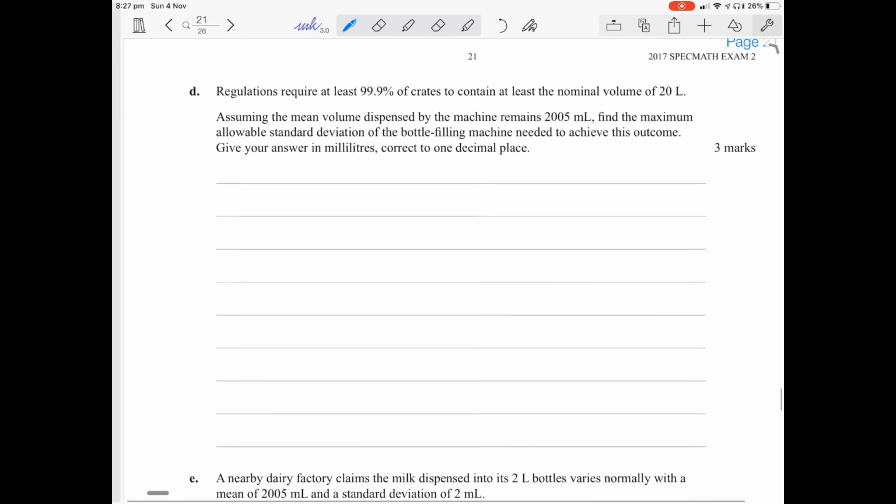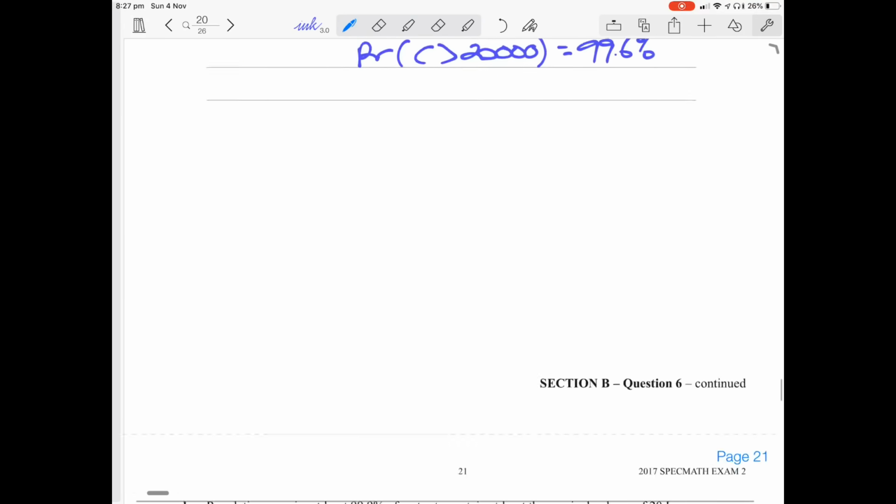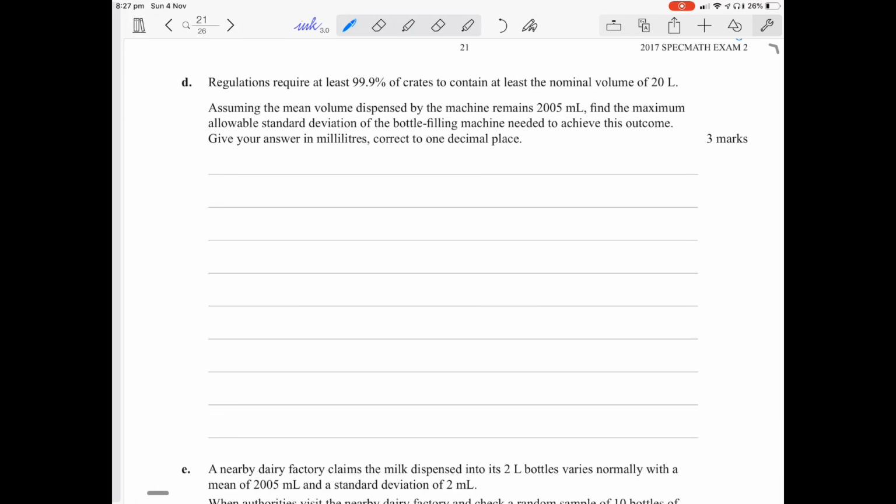Got to be close to the end. Okay. Did I finish that? Yep. Okay, regulations are nominal value of that. Assuming the mean volume dispensed by the machine remains 2005, find the maximum allowable standard deviation of the bottle filling machine needed to achieve this outcome. Give your answer in milliliters correct to 1 decimal place.